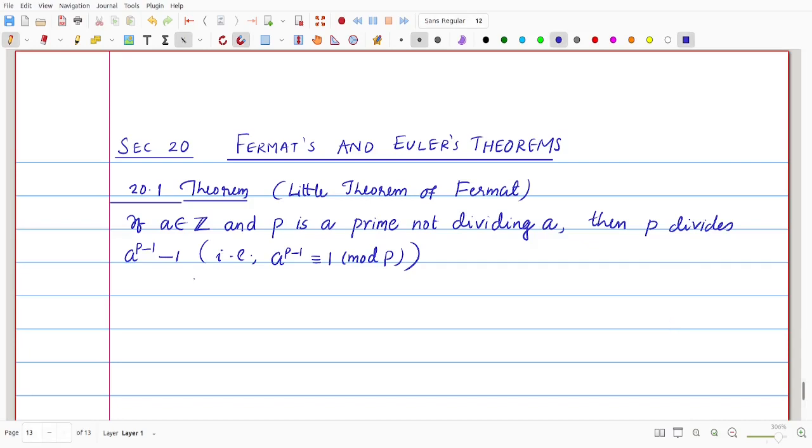Today we discuss section 20. In this section we discuss two major theorems, Fermat's theorem and Euler's theorem. The first one is called Little Fermat theorem.